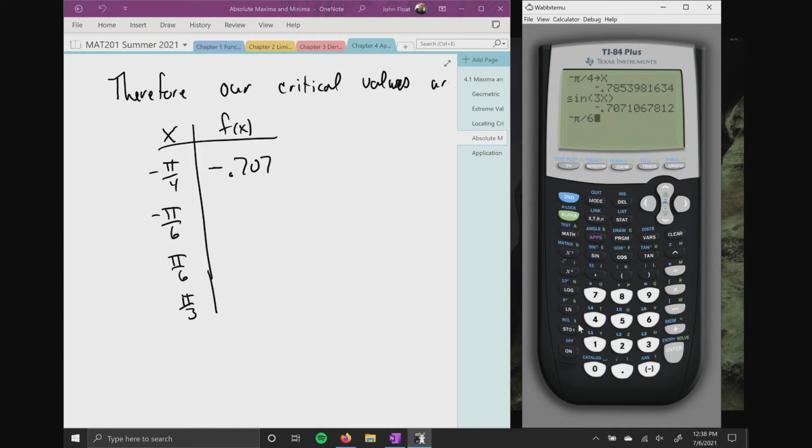Store in x. All right, and then second enter, second enter. And that's going to give me negative 1. Now, just keep going.